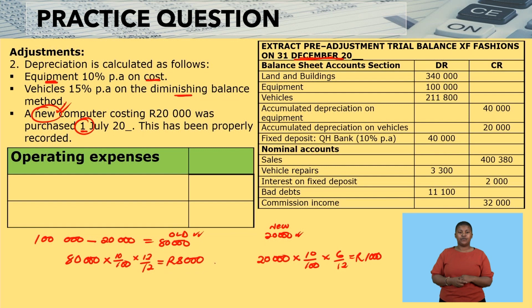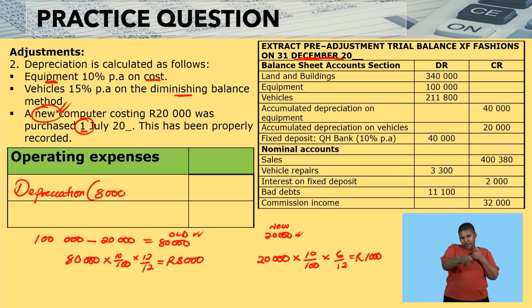So when I come now to my equipment, I'll say depreciation under my operating expenses. I'll first start with 8,000, then I'll say plus 1,000. This is the 8,000 and this is the 1,000. So I am now done with my equipment. The next calculation, therefore, has to do with vehicles.